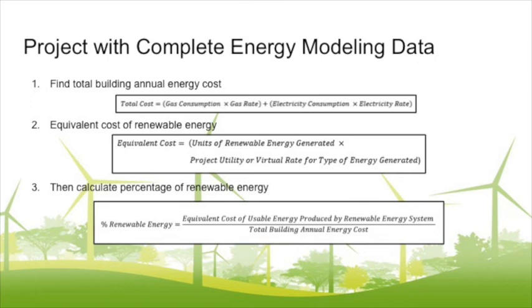We will now look at how to calculate the financial value of renewable energy incorporation into various types of building operations. Finding the percentage of renewable energy for a project with complete modeling data is easy. Simply find the yearly annual energy costs for both gas and electric. Then, using the virtual rate from the types of energy your building produced, find the total value of renewable energy created by your building. Finally, use the ratio of renewable energy generated to the total building energy costs. You are left with the percent of renewable that contributed to your building's function.